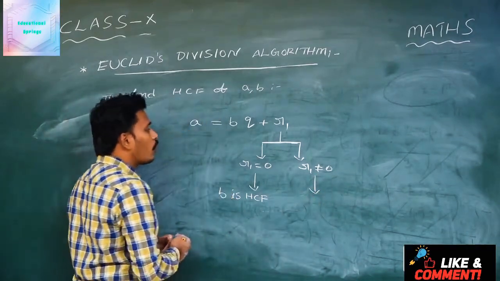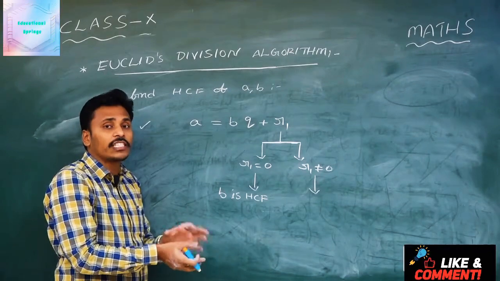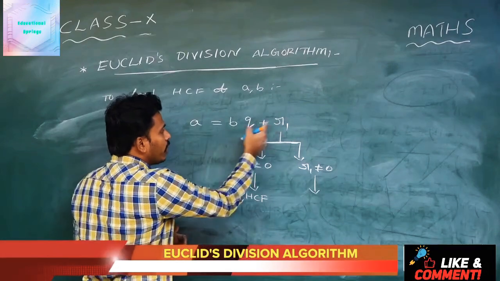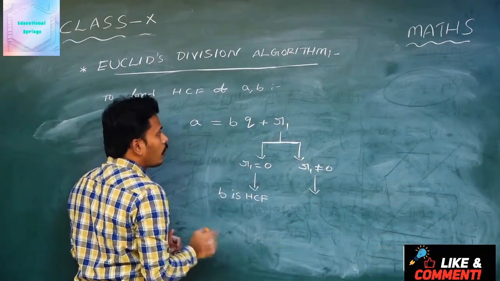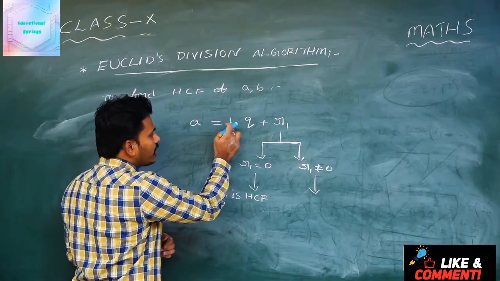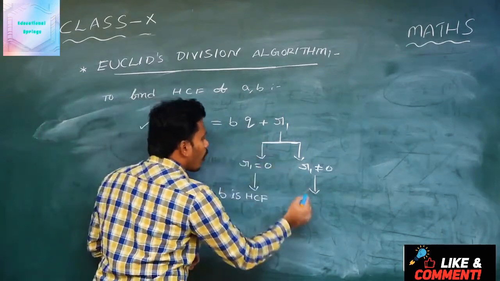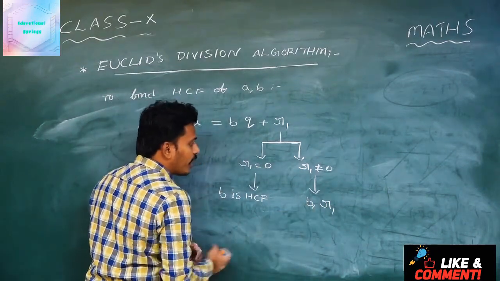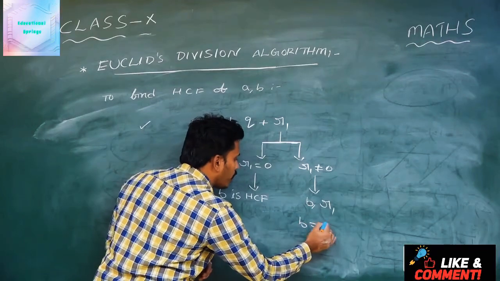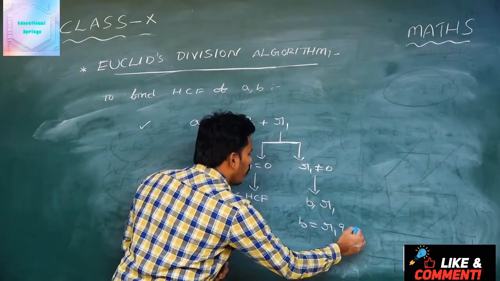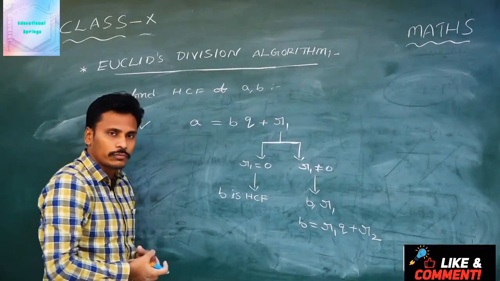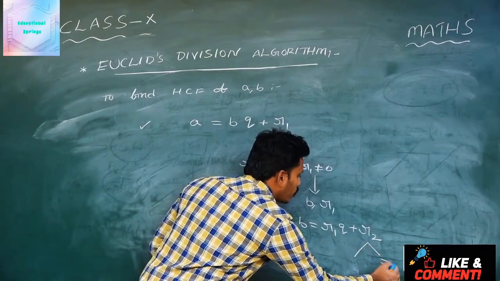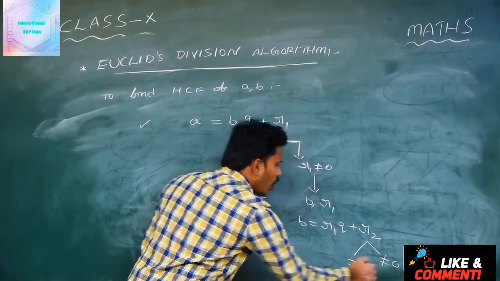If r1 is not equal to 0, we need to again apply the Euclid's division lemma representation for the numbers b and r1, right? See, this remainder r1 will become the divisor, and this divisor b will become the dividend. So if you apply Euclid's division lemma for b and r1, you will get that b equals r1 into some q plus another remainder, some r2. And now again you need to think about this r2, whether it is 0 or not equal to 0.